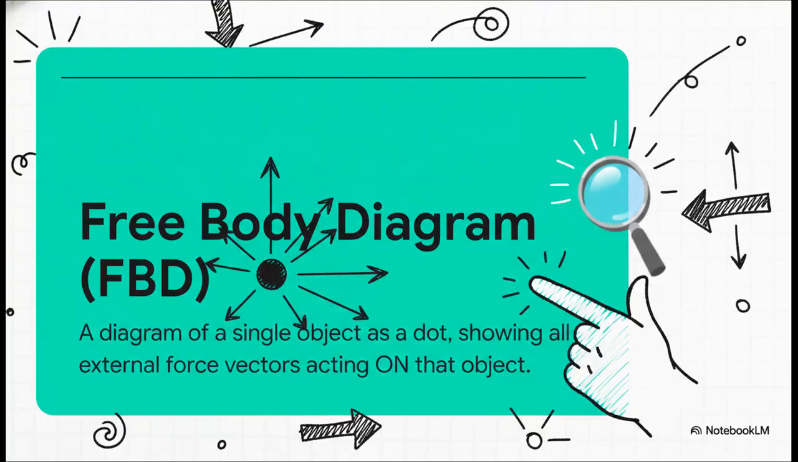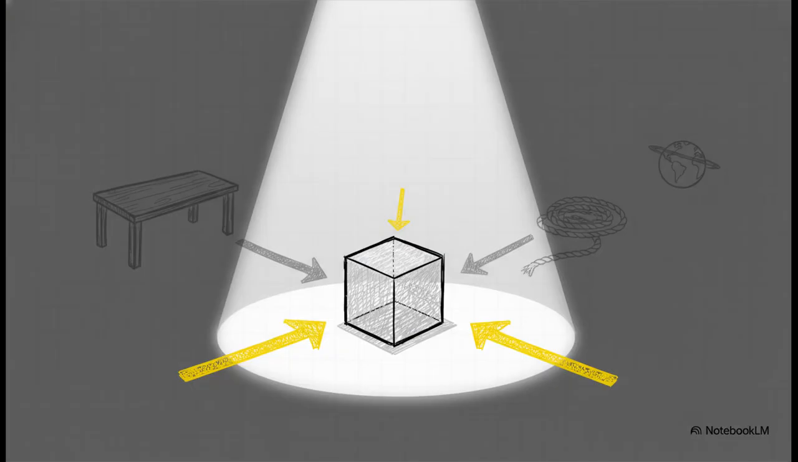And here it is, the official textbook definition. A free body diagram, or FBD, is a super simplified diagram. You take your object, your body, and you represent it as just a single dot. Then, and this is the important part, you show all the external force vectors that are acting on that object. The two phrases you have to burn into your brain are single object and forces acting on it. That's the whole game.